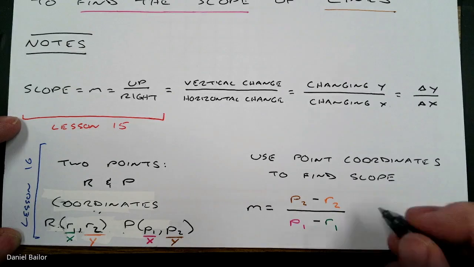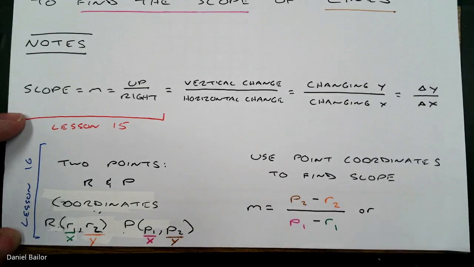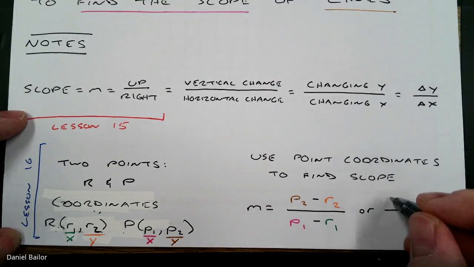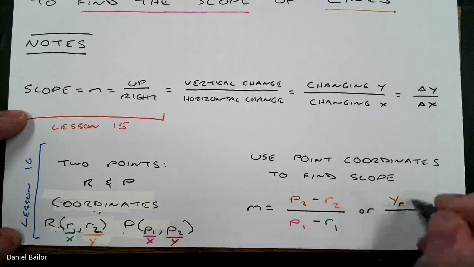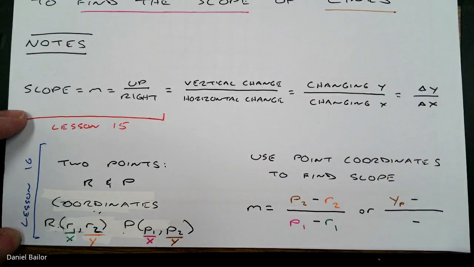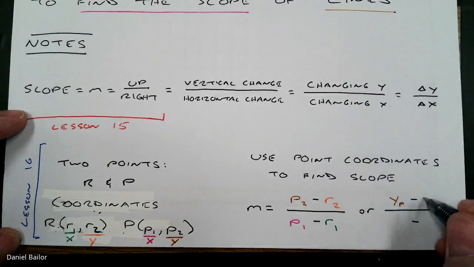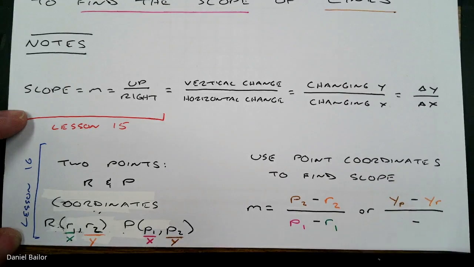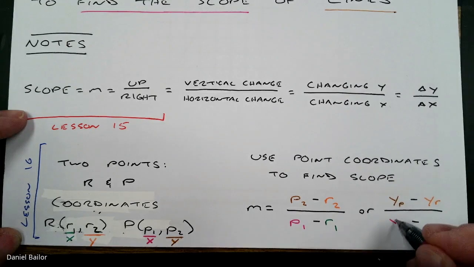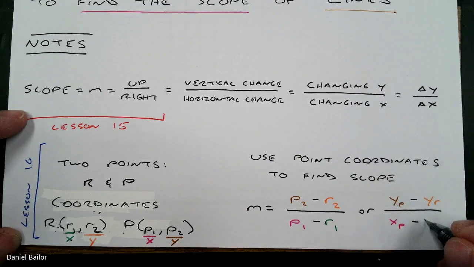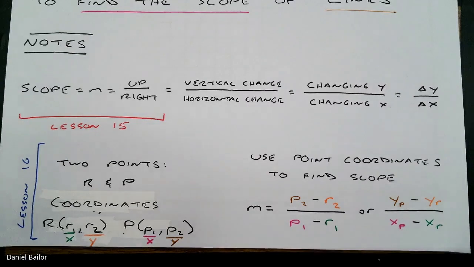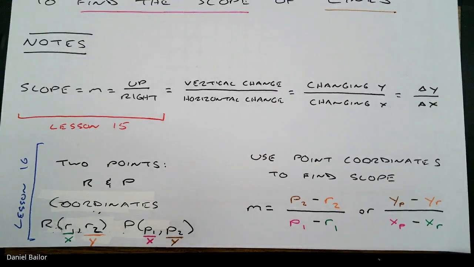Or another way to say it is you have the y for P minus the y for R divided by the x for P minus the x for R. So there's 2 different ways you can think about it.